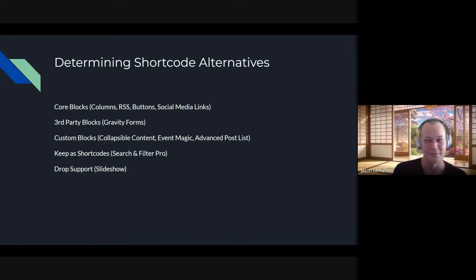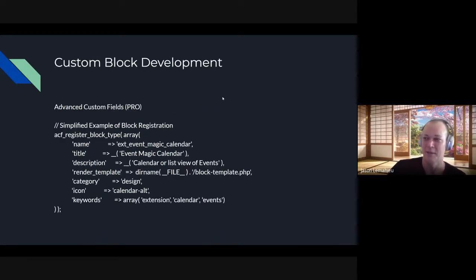And finally, some things we just had to decide if we're going to drop support for them. Like, look, this is a big change. We can't necessarily bring everything over, so let's get rid of it. Luckily, we only ended up dropping support for one thing, which was our slideshow plugin, which again used an incredibly complex shortcode in order to output what slides should be appearing on the page.